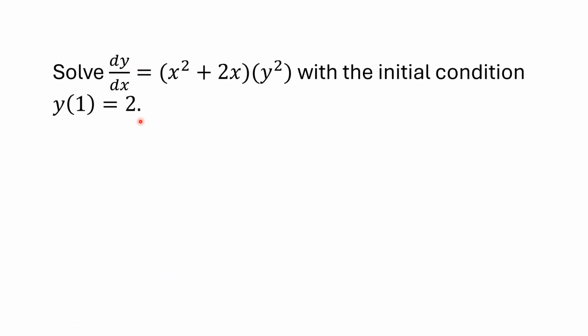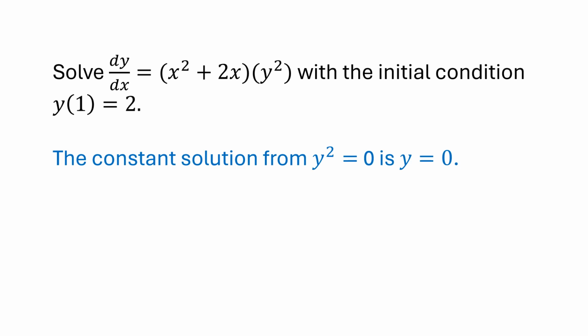So we're going to solve a simple differential equation. The derivative of y with respect to x is x squared plus 2x multiplied by y squared, with an initial condition of y(1) equals 2. The constant solution from y squared equals 0 is y equals 0.